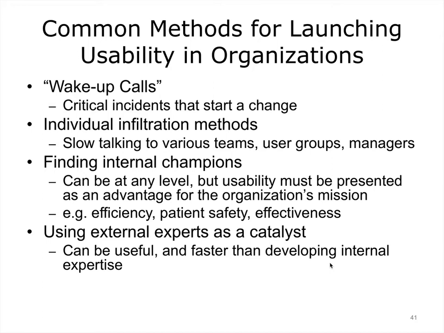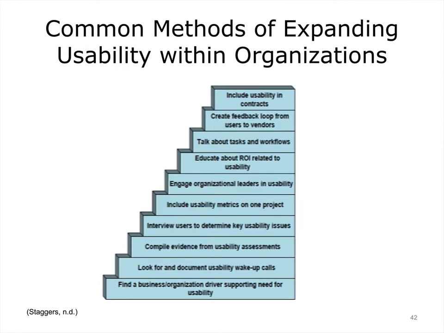Usability can be introduced in many ways. Often, an incident occurs that shows the value of usability or points to serious flaws in workflow. Individual infiltration methods include gradual discussion with teams and groups, increasing awareness of how usability affects their work, and what modifications can be made to promote it. Internal champions can be from any level, but they must communicate effectively to upper-level executives who may not prioritize it and are only concerned about how it affects the overall organizational mission. External expert consultants can often be useful to catalyze the change and can be a means of handling it in a politically wise way. This slide shows some of the steps that can be used to promote and expand usability within an organization.